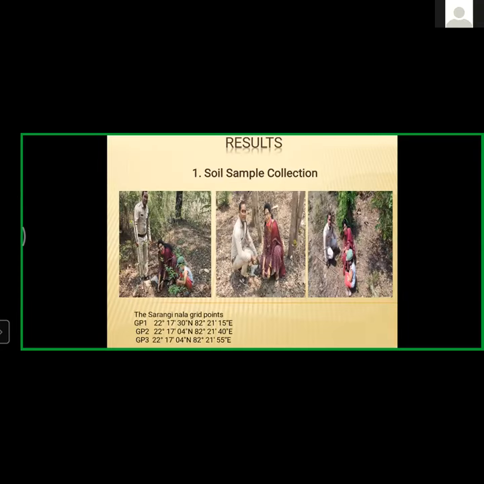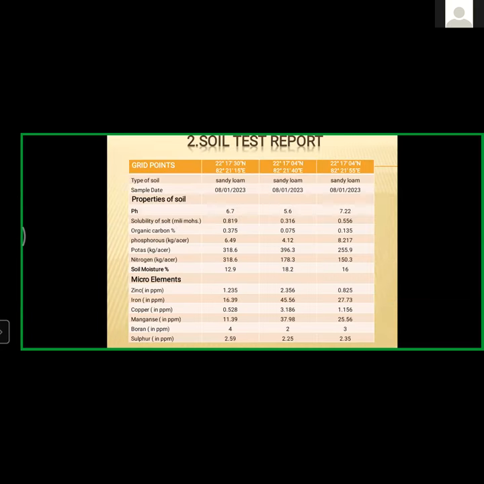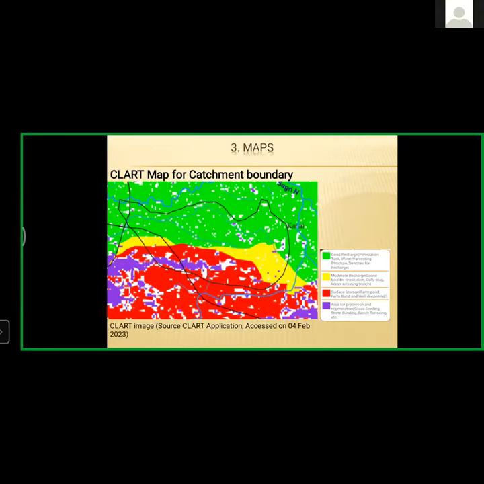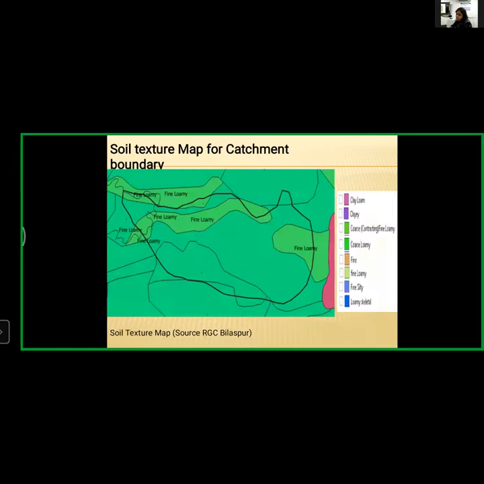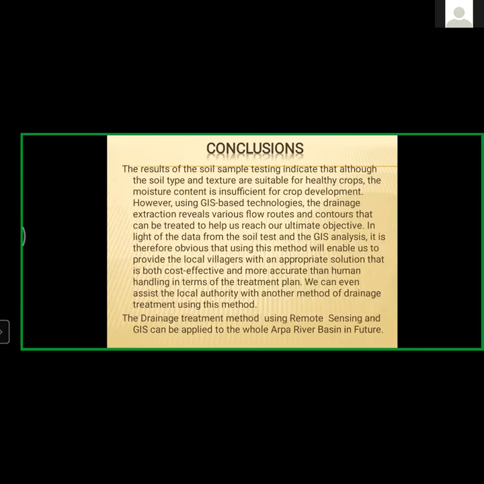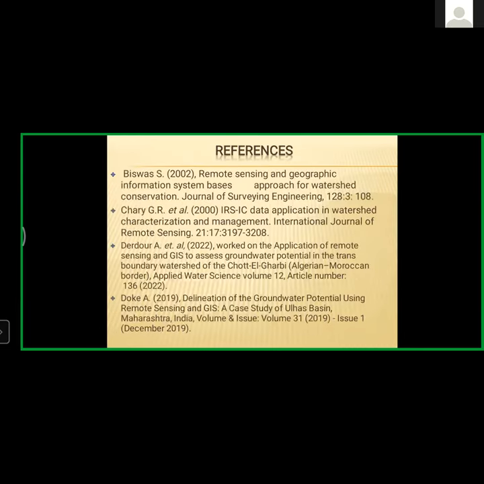These are the results, the pictures of my soil collection. These are the reports of the soil test. We can see that the soil types are sandy and loamy, and the pH is nearly acidic and basic. This map shows the vegetation, the vegetation map. These are the areas where very dense forest, moderate forest, or open forest are found. These are the conclusion, acknowledgement, and references.